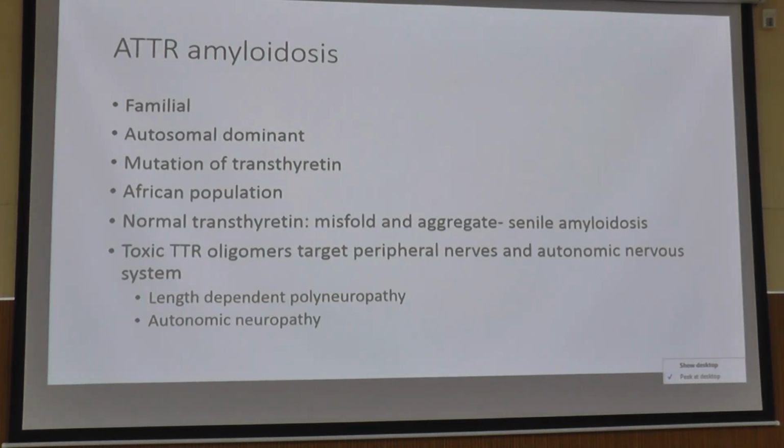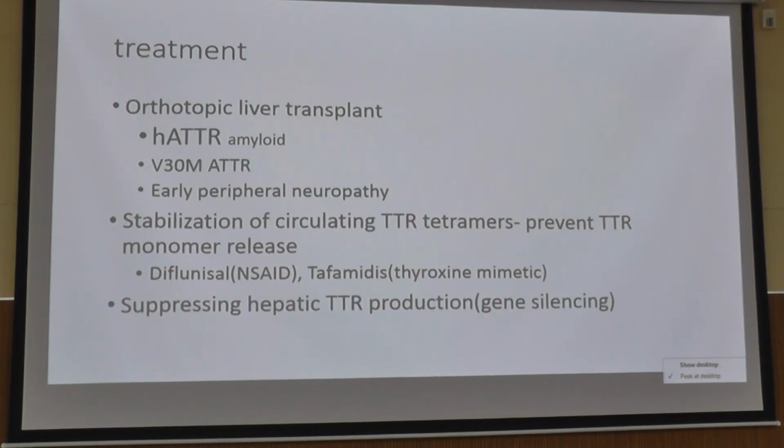So I told you about transthyretin. It is one of the familial causes of amyloidosis. It is autosomal dominant, particularly seen in the African population. You have a normal transthyretin which is misfolded and aggregated. You see it in the elderly as senile amyloidosis. I already told you the oligomers are the ones which are more toxic. They target the peripheral nerves and the autonomic nervous system, so again, a polyneuropathy or autonomic nervous system involvement.